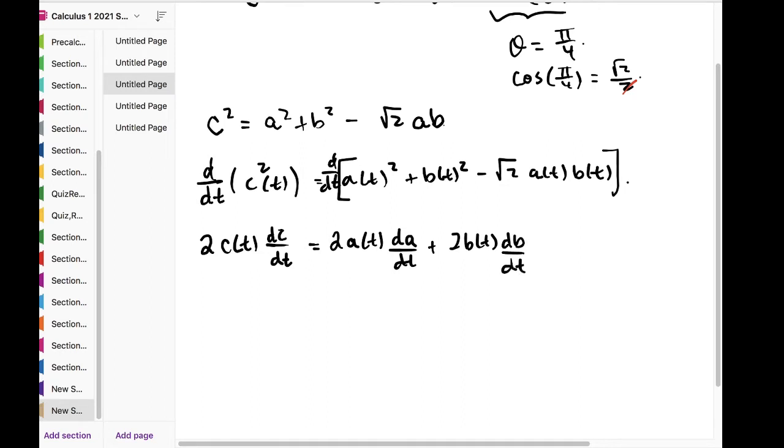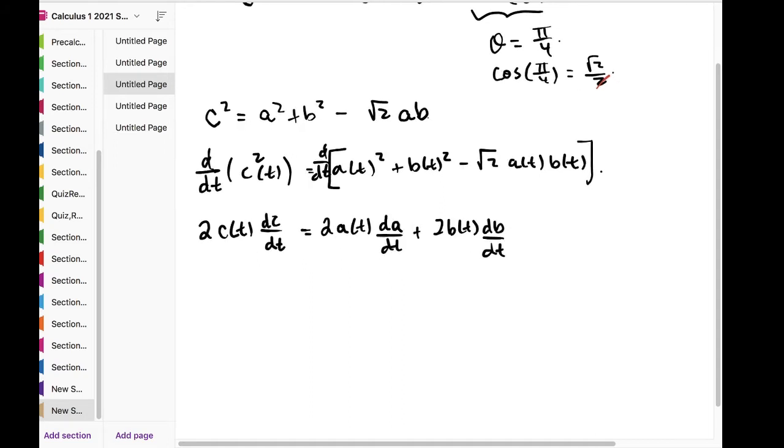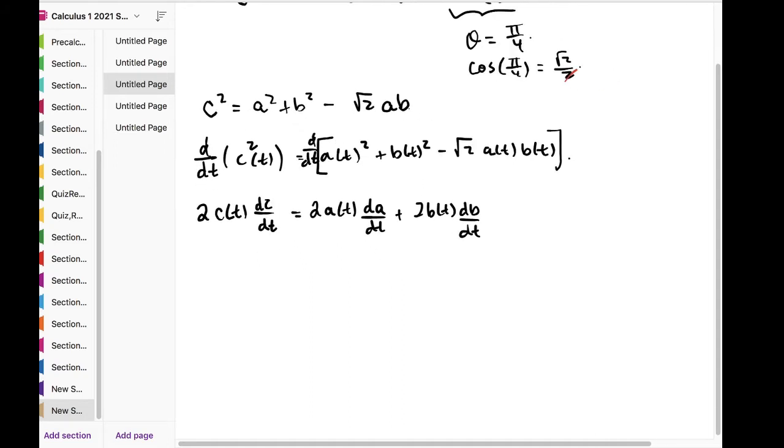And now how do we deal with this one? The last expression? You can say the rule, you don't have to write everything out. Product rule, yeah. So first of all, we can take out this radical 2. And so we'll have dA dt, b of t, plus dB dt, a of t. Okay, so that's a lot.